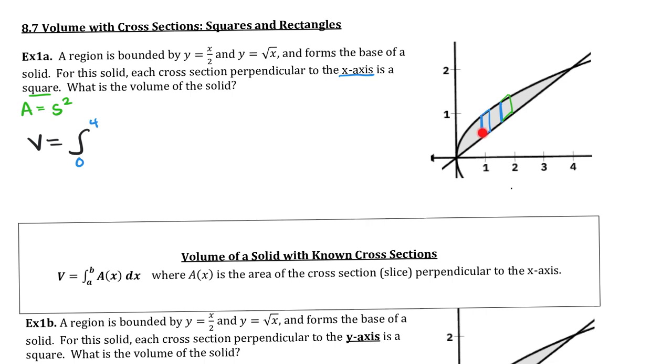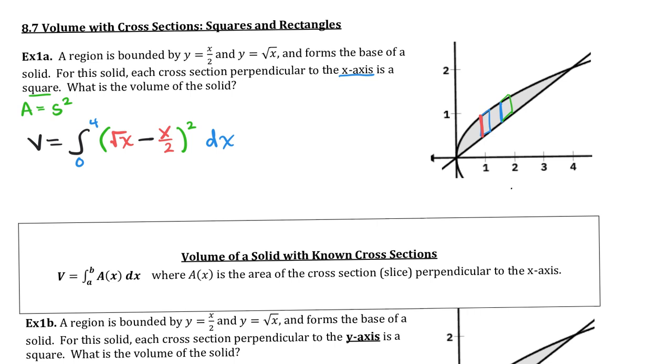The side is this cross-section right here, from here to here. So if I want the distance from here to here, I'm doing this upper function and subtracting the lower function. The upper function is the curve. The curve is the square root of x, minus the lower function, which is the line, x over 2. And I'm squaring it because the cross-section is a square. And then I'm doing this with respect to x because it's perpendicular to the x-axis.